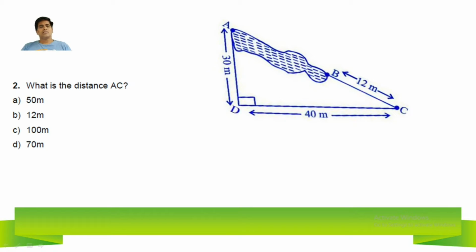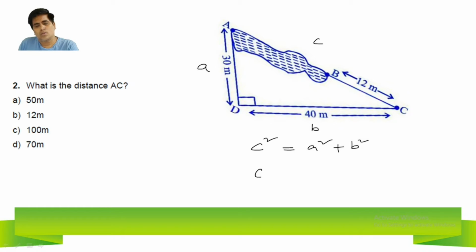What is the distance AC? So how to find the distance of AC? Simple, I am taking this as A and this as B, and the hypotenuse I am taking as C. So clearly, what is Pythagoras theorem? C square is equal to A square plus B square. So C is equal to the square root of A square plus B square.